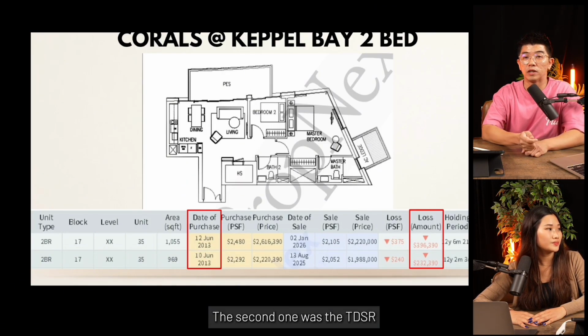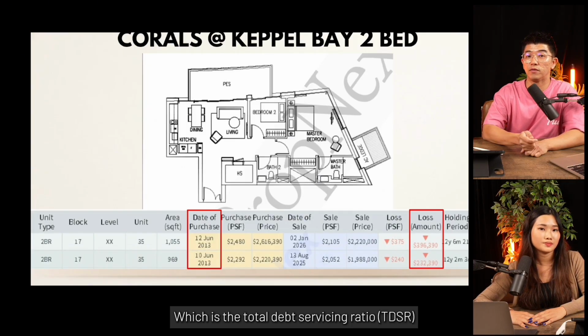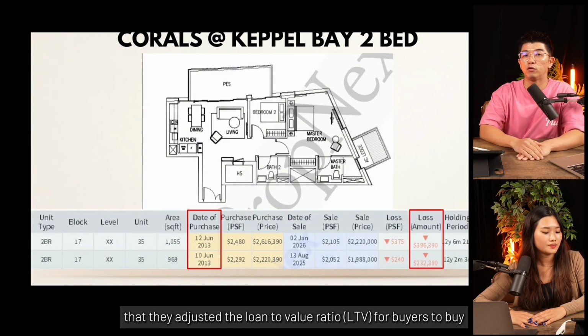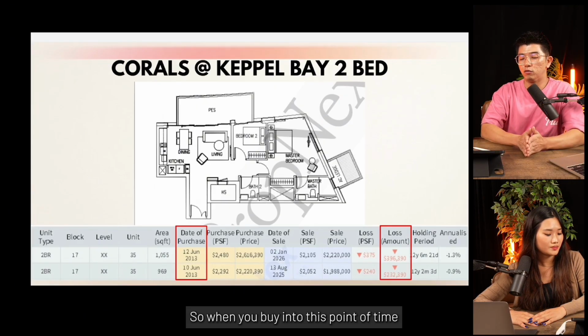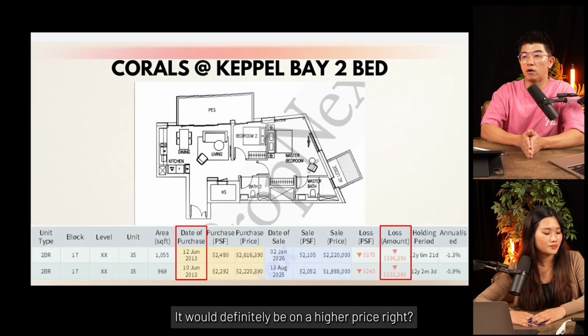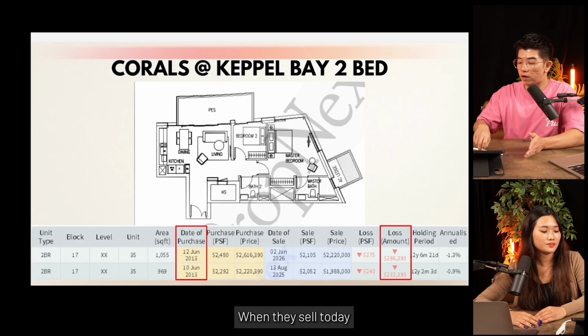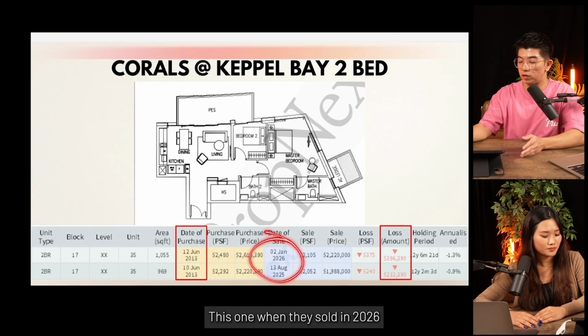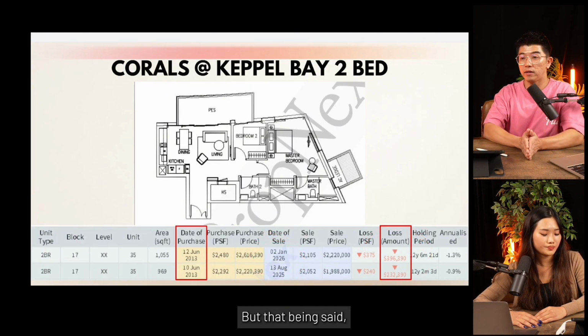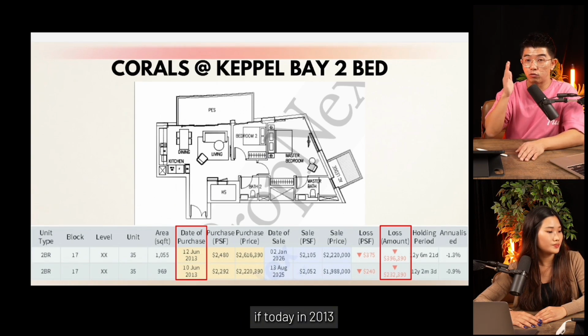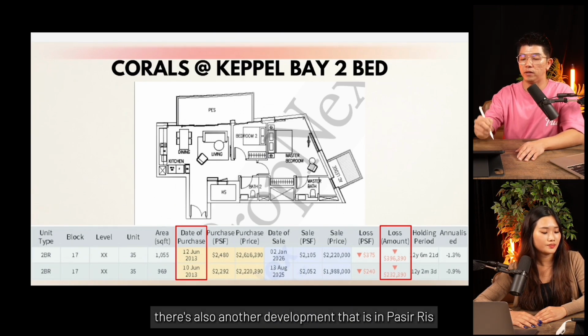The second one was the TDSR, which is the total debt servicing ratio, and they adjusted the loan to value ratio for buyers to buy. So when you buy at this point in time, it will definitely be at a higher price. Right? When they sell today, when they sold in 2026, you see the losses that they made are really quite high.